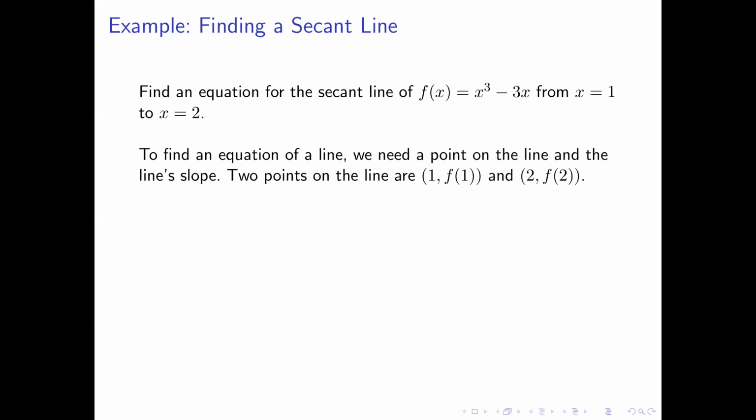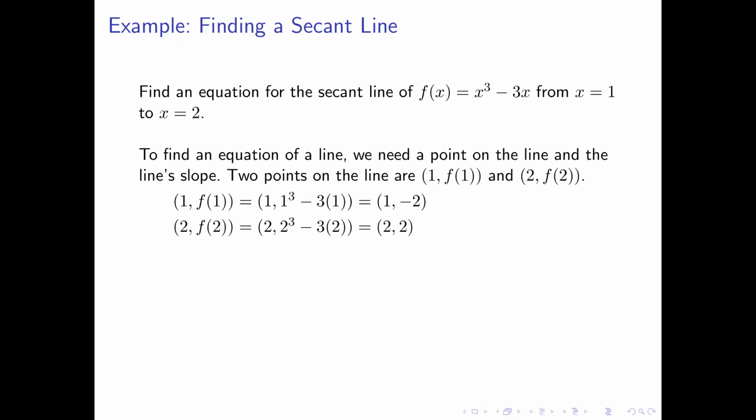And the y coordinates will be the function values at those x values. So we just need to find what f of 1 and f of 2 are. f of 1 is going to be 1 cubed minus 3 times 1. And that puts us at the point 1, negative 2. We do the same thing with our other point, 2, f of 2. We'll plug 2 into our function expression, and we get that this comes out to be the point 2, 2. So these are 2 points on the graph of our function, and they're the 2 points that our line is going to go through in order to be a secant line of that graph.